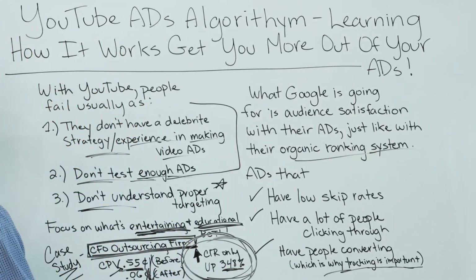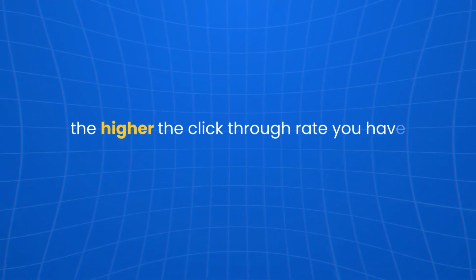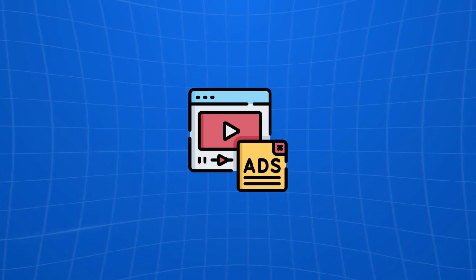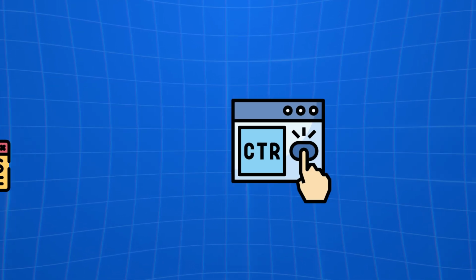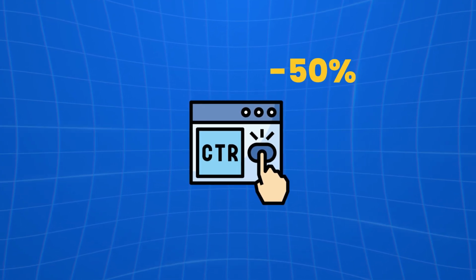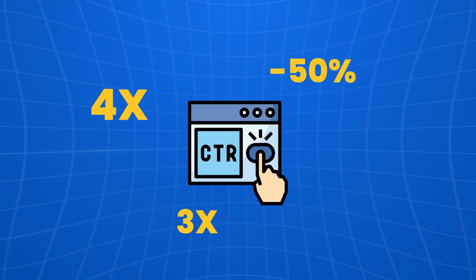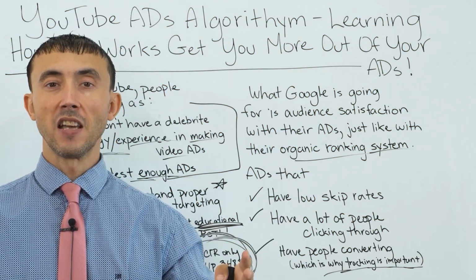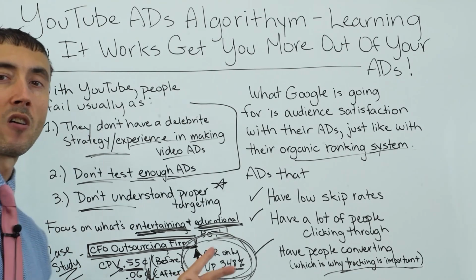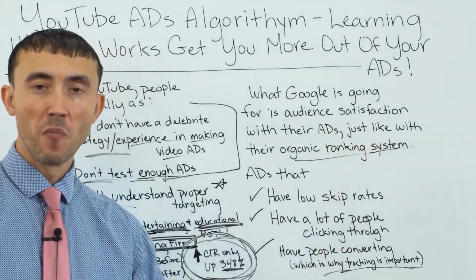So the key thing to know is that typically on any display advertising you do, the higher the click-through rate you have, the lower the cost per click or cost per view you're going to have. But with YouTube ads, with their algorithm the way it's set up now, if you get a doubling in your click-through rate on your ad, you're not going to get a 50% reduction in your cost per view. You're going to get like a 3x or a 4x reduction in your cost per view. There's going to be a multiple there. Whereas we increased our click-through rate by basically triple, we reduced our cost per view by like 90%. So there was like a 3x magnification of the benefit there.